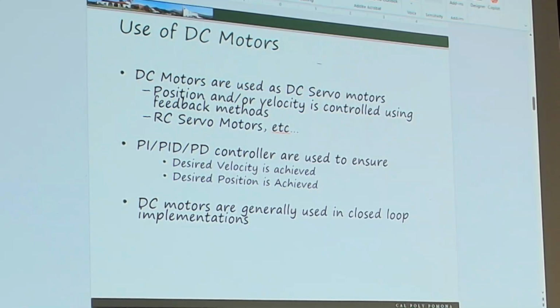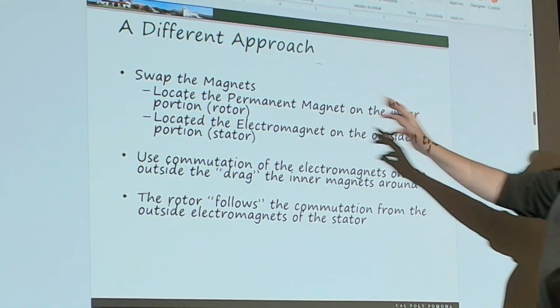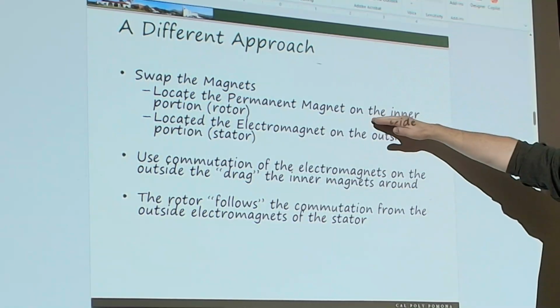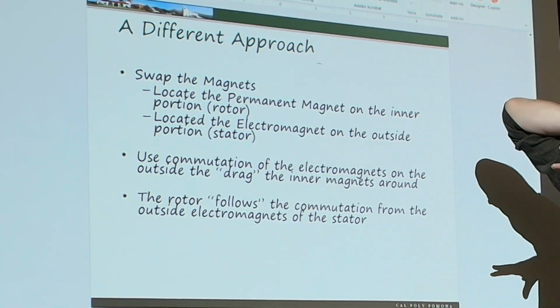So motors are rarely used open loop. They are generally almost always closed loop systems. And again, controls, we did do that in detail. Now, suppose, again, we know that the maximum torque is when we're not moving. It's kind of counterintuitive, but it's true. And so the idea is, suppose instead of having a permanent magnet in the middle and the electromagnet on the outside, we put a permanent magnet in the middle, and then the electromagnet on the outside. So we're going to flip the structure.